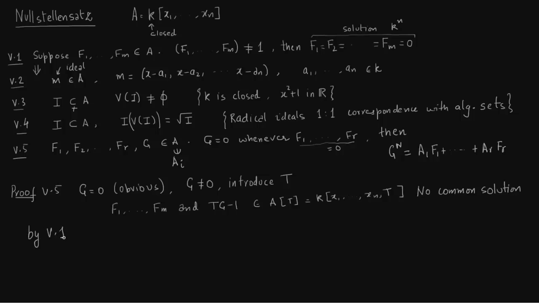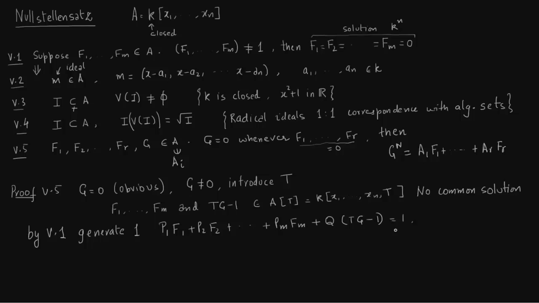So what you do now, by version 1, since these polynomials do not vanish, we use the contrapositive of version 1. If the polynomials do not vanish, then they have to generate the entire ring A, or they have to generate 1. It is equivalent. If they generate 1, then we write it like this: P1 F1, P2 F2, Pm Fm. So now we are writing that these polynomials generate 1.